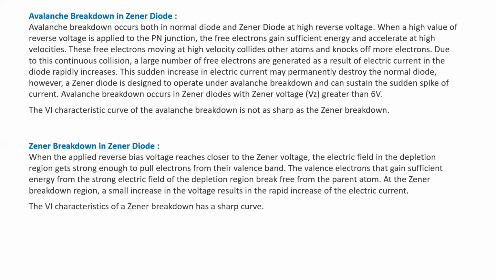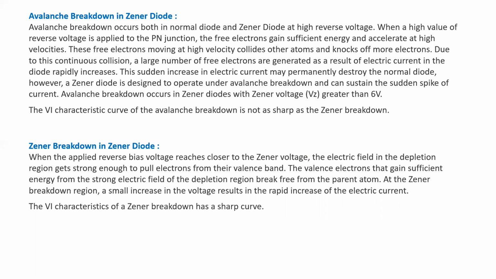So this avalanche breakdown is going to occur in a Zener diode when the Zener voltage is greater than approximately 6 volts. In the previous figure we saw that the characteristic curve for avalanche breakdown is not as sharp as the Zener breakdown. Now the second concept related to the Zener diode is the Zener breakdown, where again it operates in reverse bias conditions.